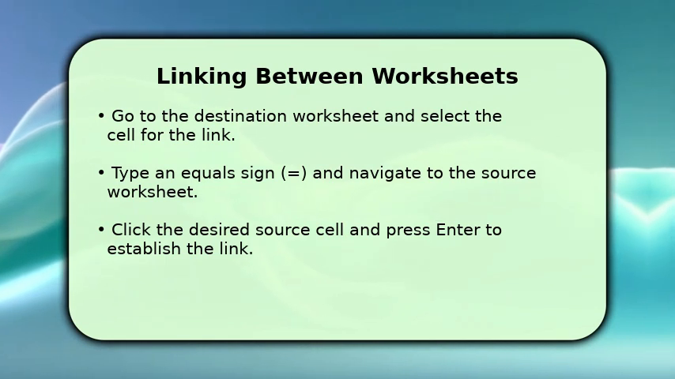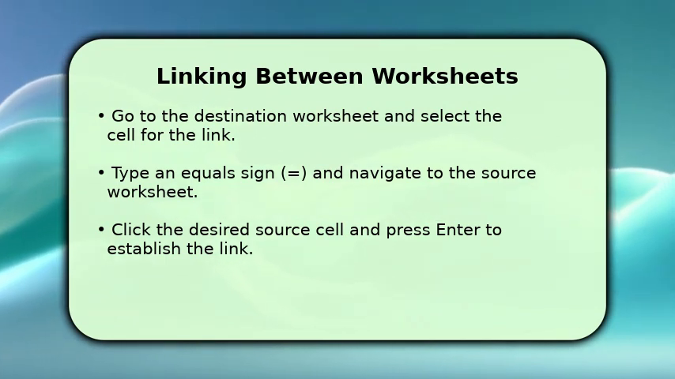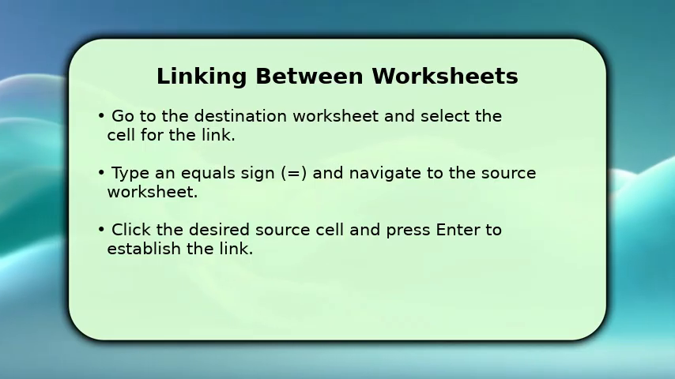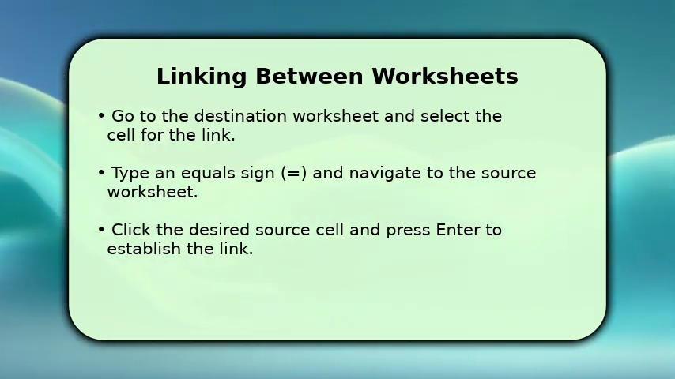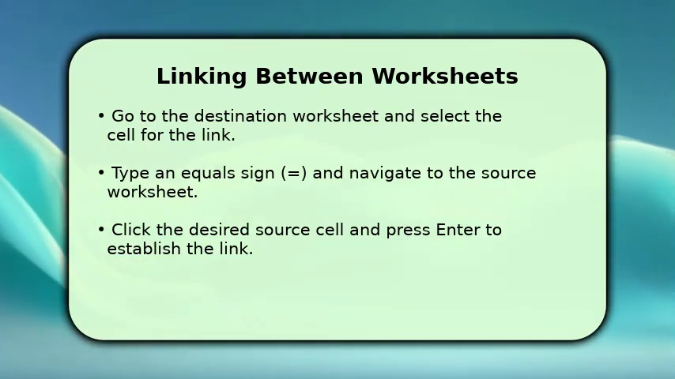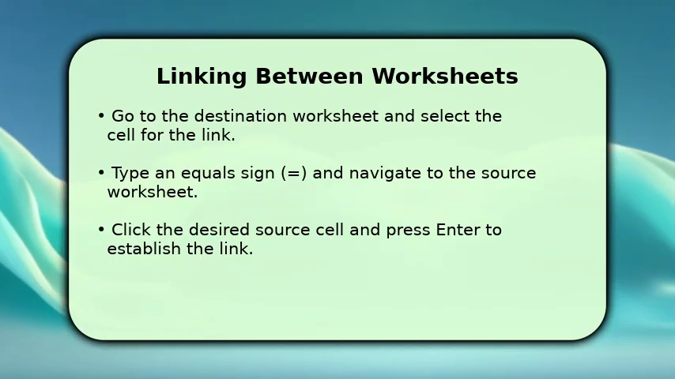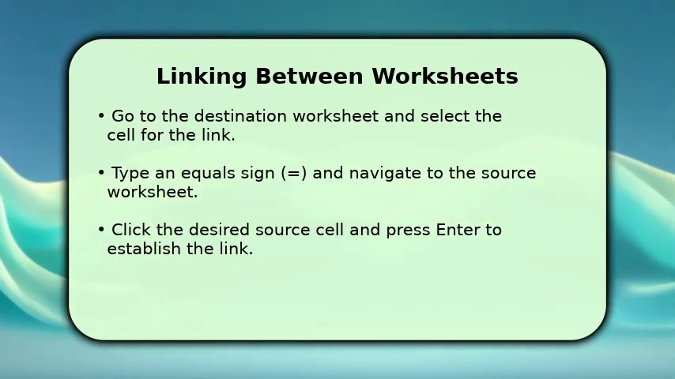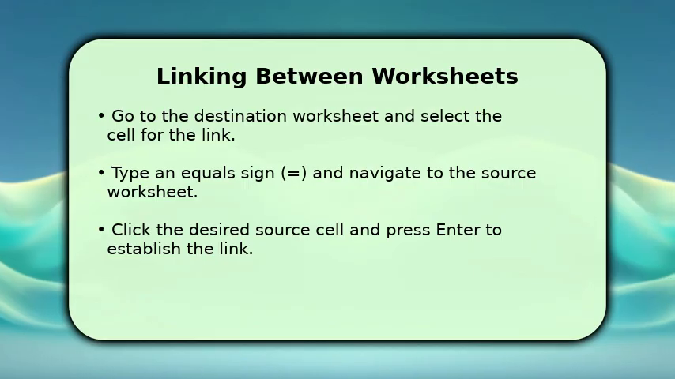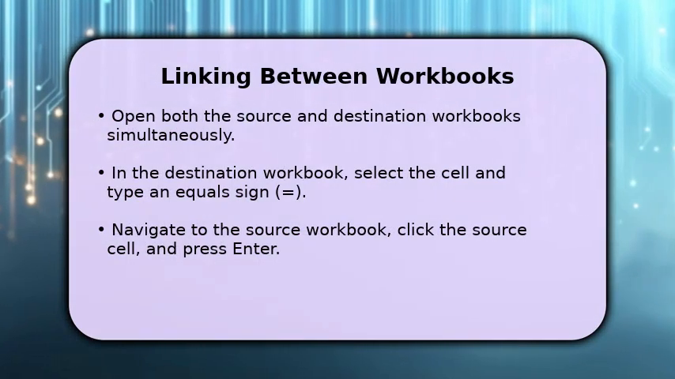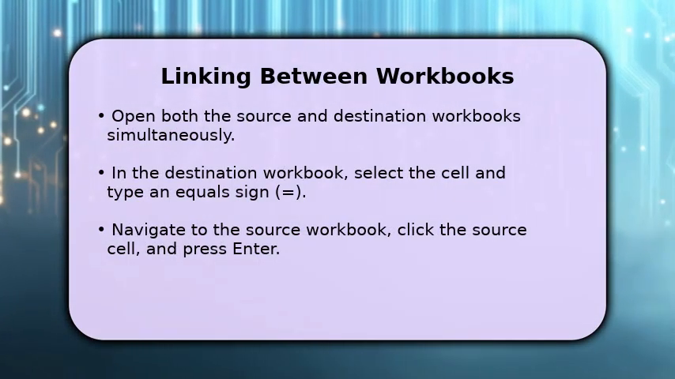To link cells between different worksheets, begin by selecting the cell on your destination worksheet where you want the linked information to reside. After typing an equals sign, switch to the source worksheet that contains the data you need. Click directly on the specific source cell, and then press Enter. Excel will automatically create a formula that includes the sheet name, ensuring your data remains connected and updates across your workbook.